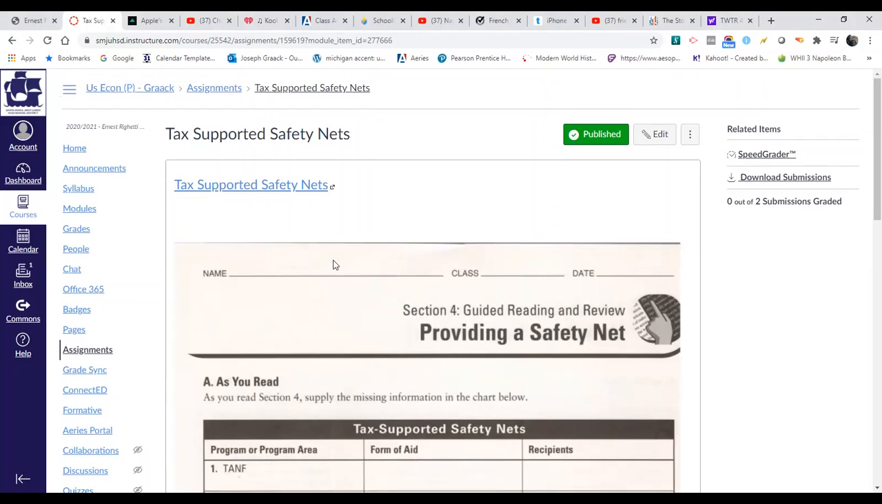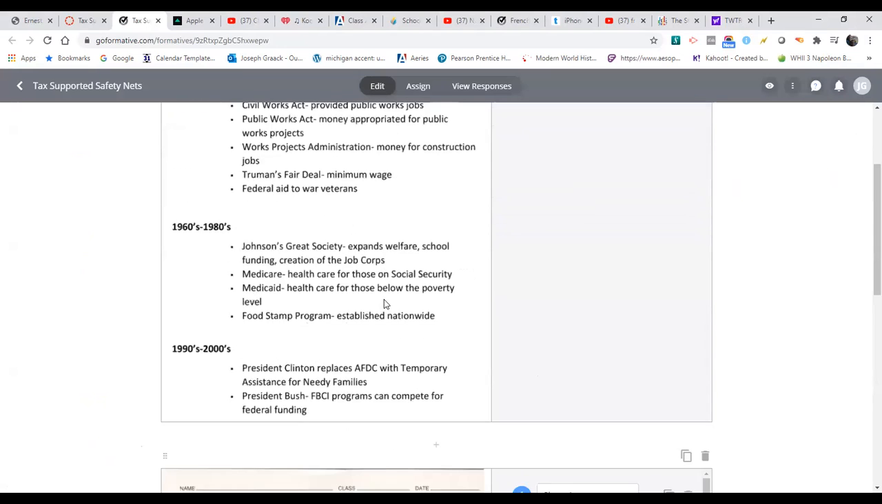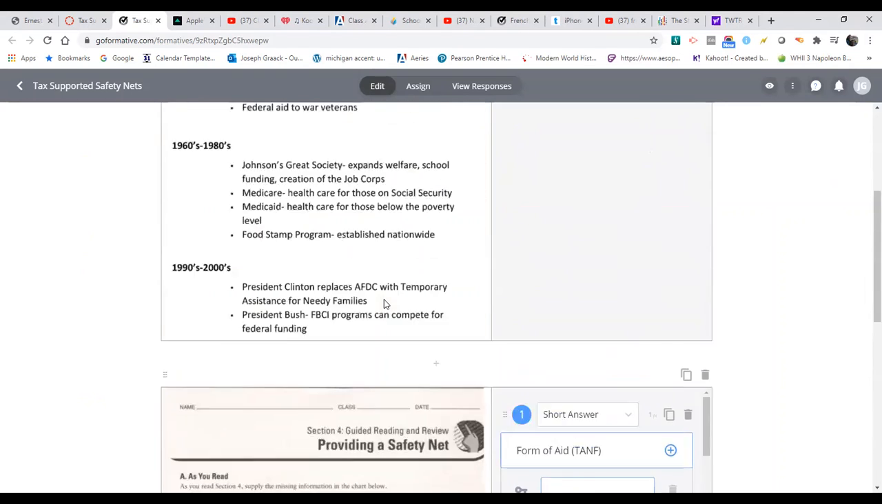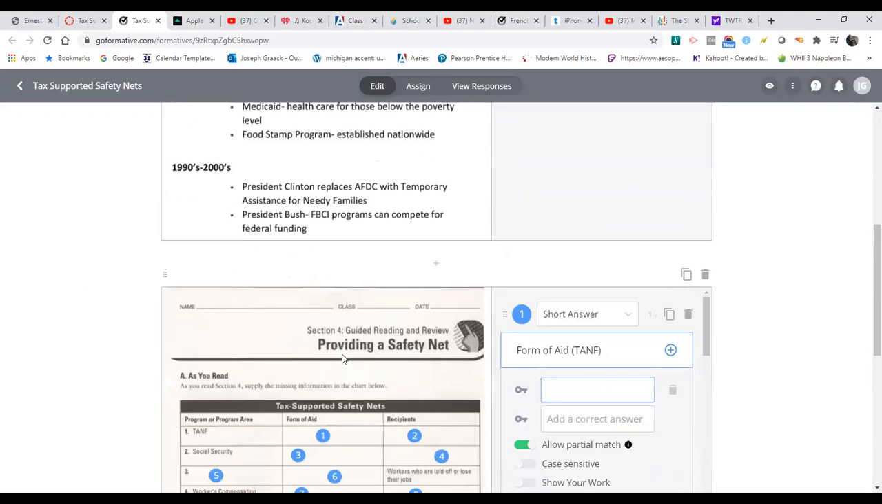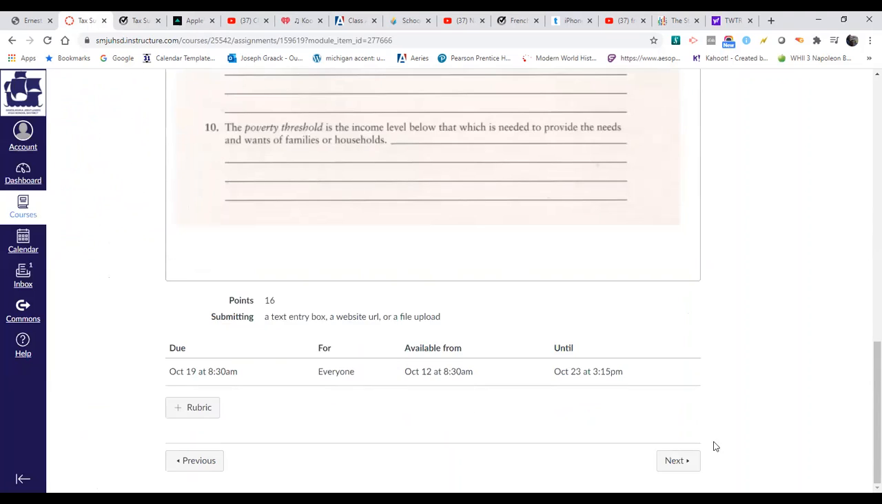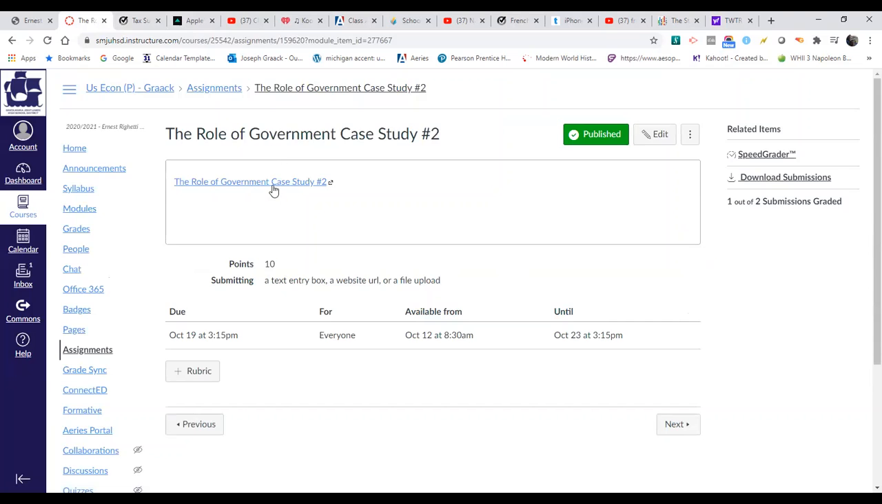The only other two things I need you to do is this tax-supported safety nets. And this is just your most common safety net programs in the United States. Basically, what is the form of aid and who gets it? And that comes from the notes that I shared there. That's why I told you didn't have to write that down. And then the last thing before we meet next Tuesday is your case study.